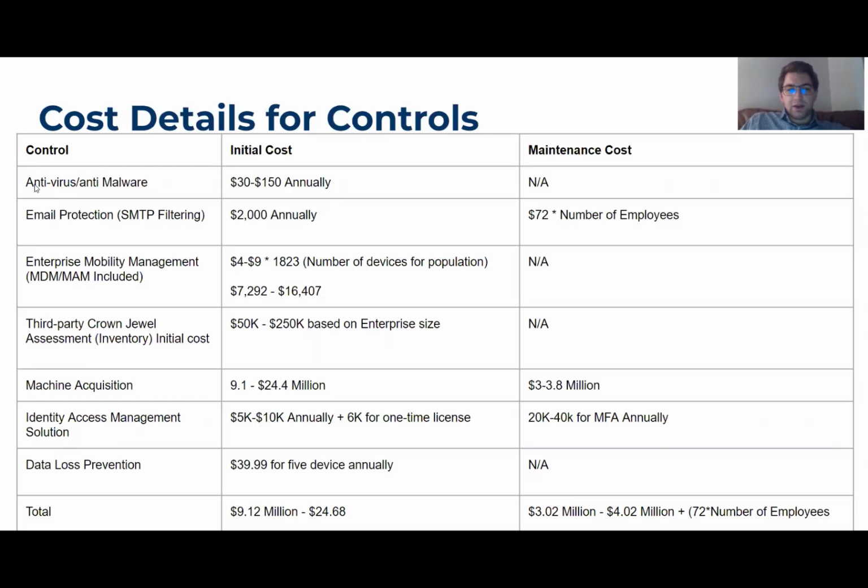First, antivirus and anti-malware. That's going to initially cost around $30 to $150, depending on the service that is obtained, with no maintenance cost, because that will be on the vendor and part of the package.